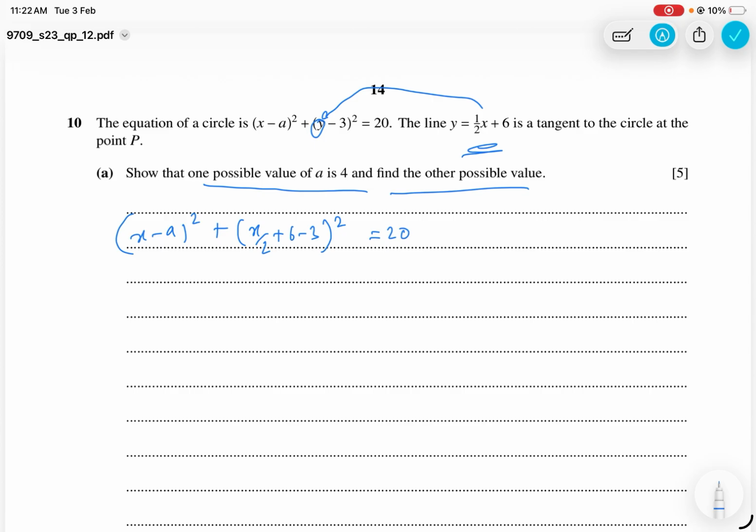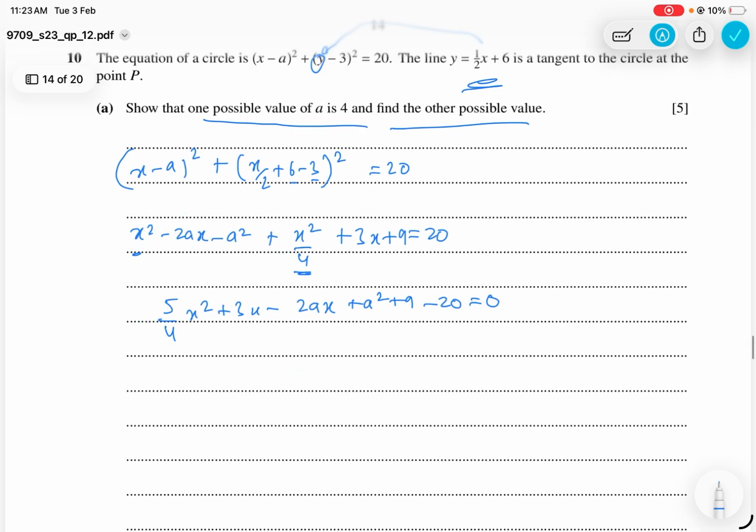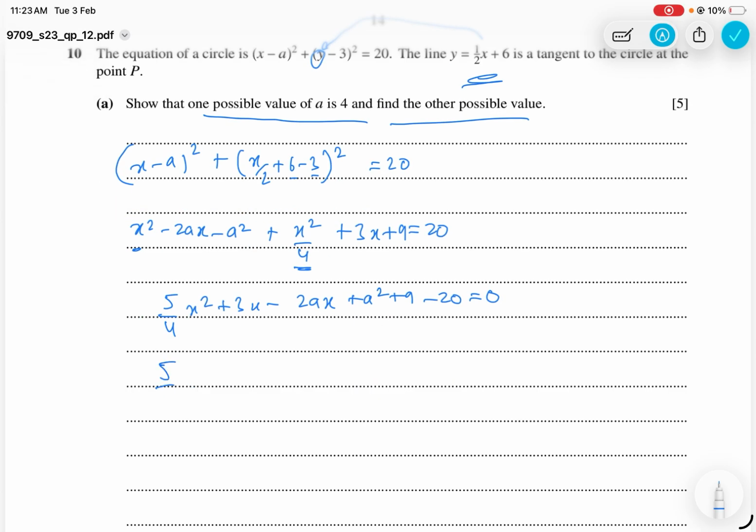We will expand the bracket. 6 minus 3 is 3. So we will have x squared minus 2ax plus a squared plus x squared by 4 plus 3x plus 9 equals 20. Simplify it further. See these two terms, like terms we are simplifying. We will have 5 by 4 x squared plus 3x minus 2ax plus a squared plus 9 minus 20 equals 0. Form a quadratic if you want. 5 by 4 x squared plus, taking x common, we will have 3 minus 2a times x plus a squared minus 11 equals 0.